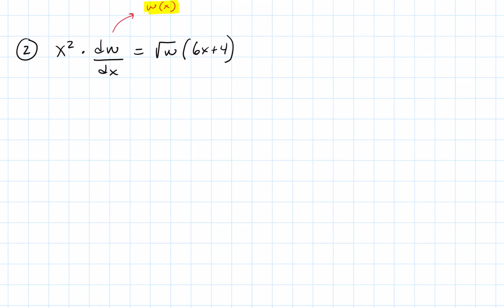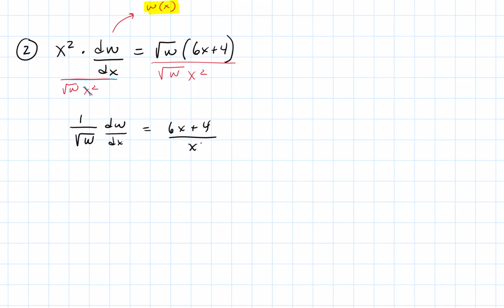As I'm looking at this, I could bring my w's to the left side and my x's to the right side. To do that, I'll grab my red pen and divide by x squared on both sides. And while we're at it, let's also divide by the square root of w. If we divide by the square root of w, we end up with 1 over the square root of w times dw/dx, we'll separate the differential in just a second, and then we've got 6x plus 4 over x squared.